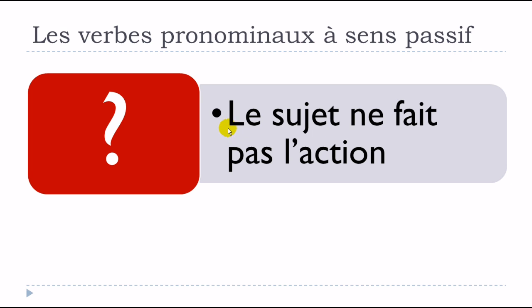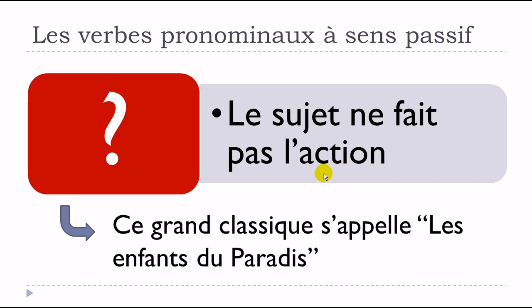We just want to express the fact that le sujet ne fait pas l'action, so the subject doesn't do the action. Okay, so I know it can be quite tricky. That's the reason why I want to give you an example here. Ce grand classique s'appelle Les Enfants du Paradis. So in that case, we want to talk about a movie, Les Enfants du Paradis, and it's a classical movie, so ce grand classique. So let's have a look at your sentence.